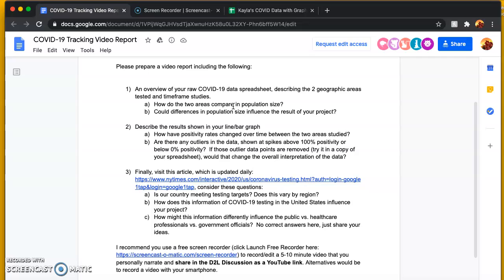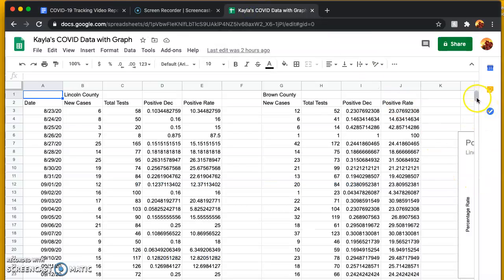Could differences in population size influence the result of your project? I think so. So yeah.